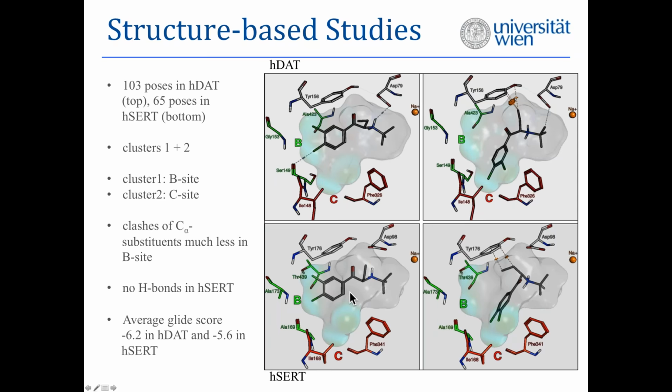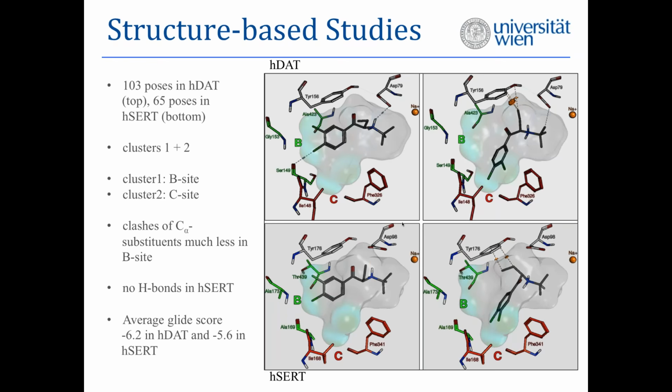We also see that in the serotonin transporter we have lower scoring values, and we see that in dopamine we have hydrogen bonds we don't have in the serotonin transporter. So basically it comes together a bit with what we see in the structure activity relationship studies.